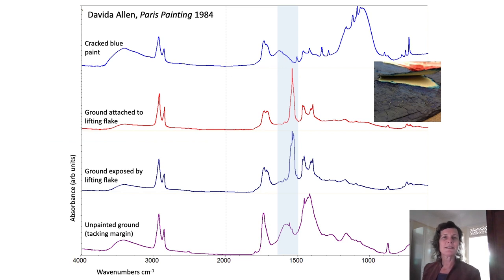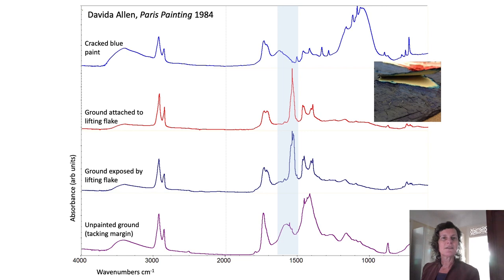This interpretation is supported by FTIR analysis. The central two spectra are taken from superficial scrapings of the ground from the detached lifting paint and from the ground remaining on the canvas. They both have sharp carboxylate peaks indicating the presence of crystalline zinc soaps at the point of failure. This contrasts with the bottom spectrum recorded from an area of unpainted ground, where broad absorption indicates network-coordinated zinc carboxylates.